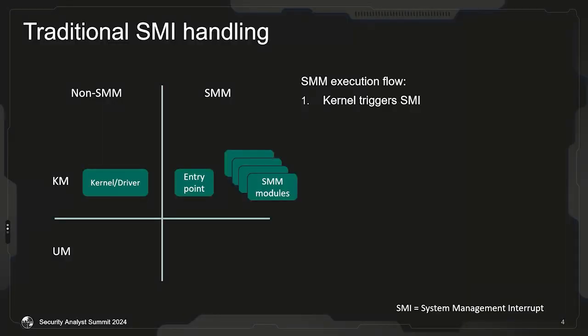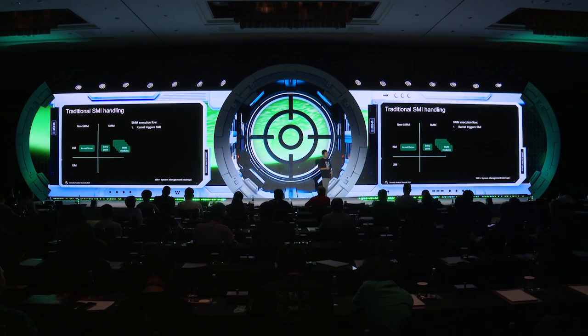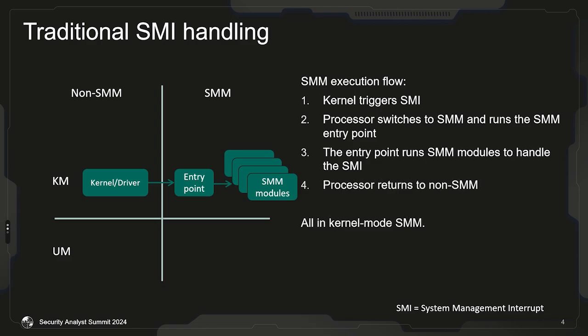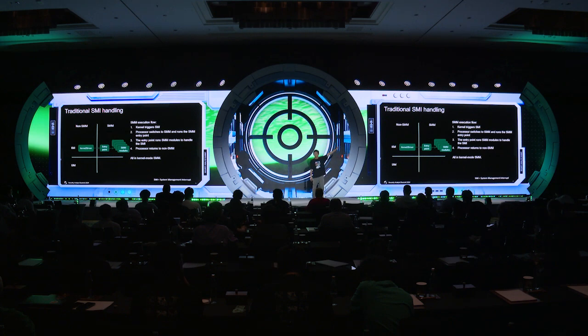So this is historically how the SMM module ran. A special type of interrupt called SMI, System Management Interrupt, gets triggered by, for example, kernel or a driver. So the processor switches its mode from non-SMM to SMM and starts executing an entry point code. The SMM entry point will execute other SMM modules which actually implement the handler for the given SMI command. So it does the actual job. And once all work is done, the processor will return execution from SMM to non-SMM, so in this case, kernel or a driver. And notice that all of this work is done in kernel mode, SMM kernel mode.